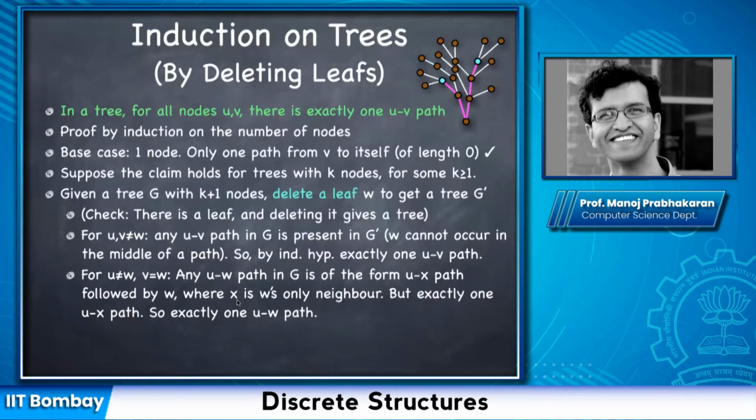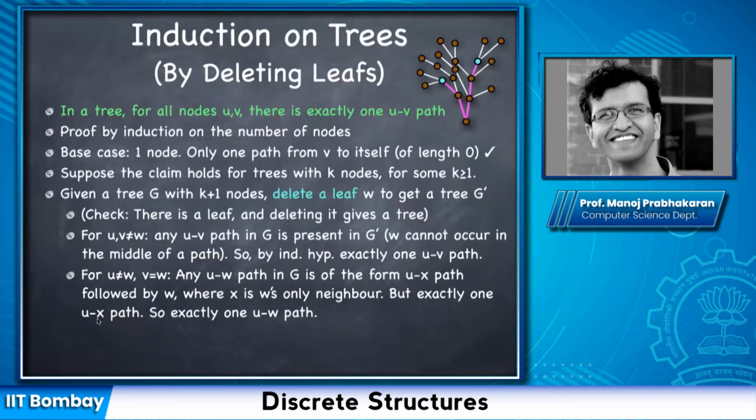So W, since it's a leaf, it's of degree 1. It has exactly one neighbor. Let's call it X. So any U-W path will look like a U-X path followed by W. Okay, so that's the list of nodes in any U-W path. And how many such paths are there? Well, there is exactly one U-X path. We already argued that here, right? So there is exactly one U-X path, and then there can be only one U-W path.